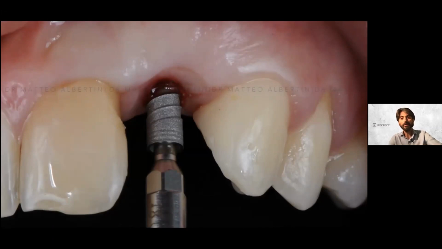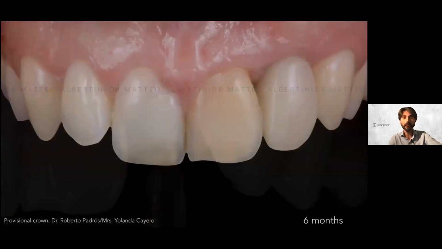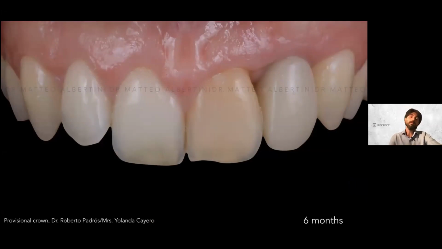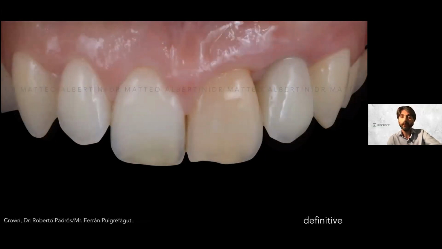So we decided to put the implant with the transmucosal approach. This is a Microvega, it's a 3.0 implant that is very good for lateral incisors. So no incision, no releasing incision, no scars. This is the situation after conditioning the tissues with the provisional restoration. And this is the final delivery of the definitive restoration.